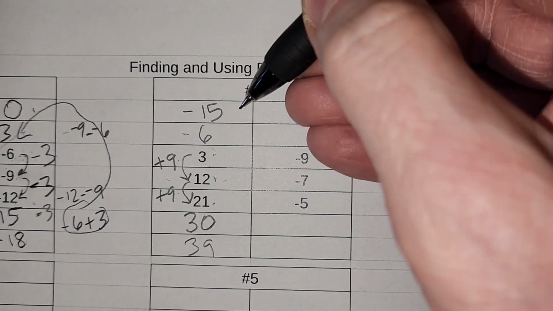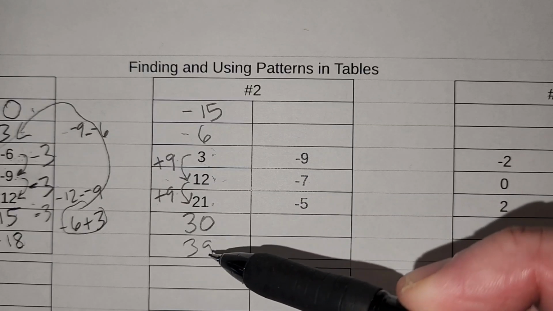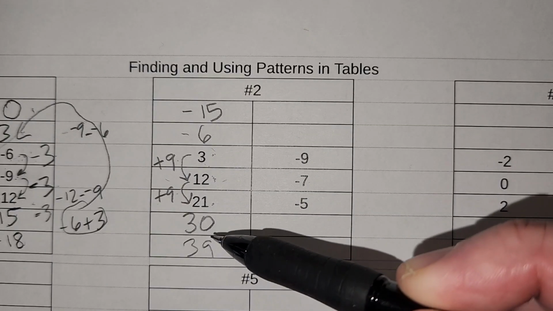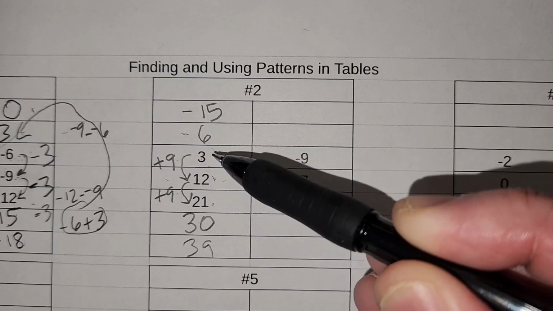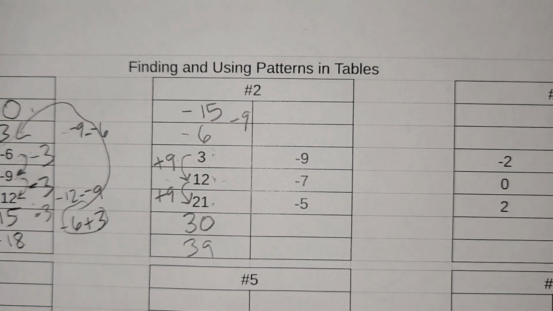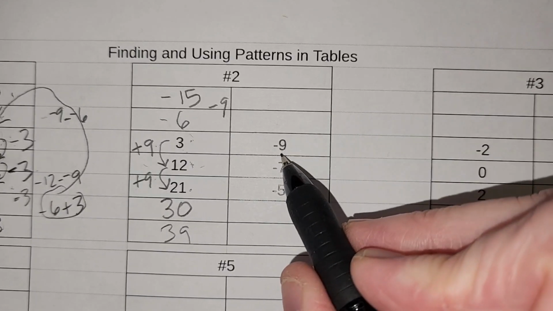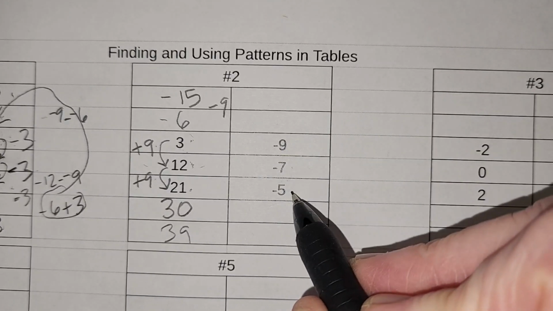Okay, so coming down this way, it's always adding 9. If I reverse that, it's not adding 9 anymore, it's subtracting 9. So I might write that there just so I have that. Okay, how do I get now the right side? So I have -9, -7, -5.